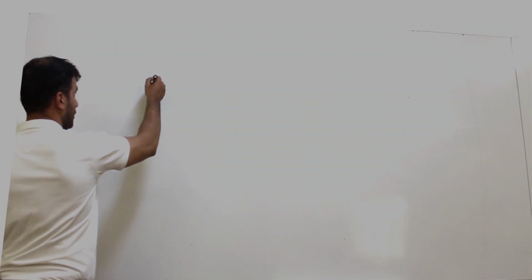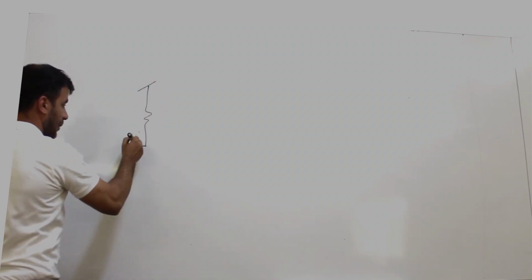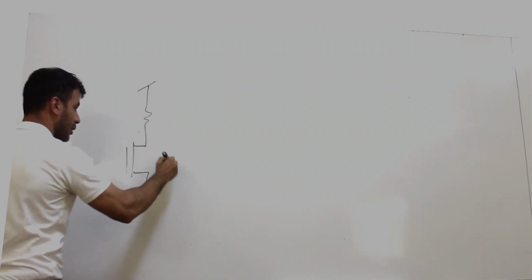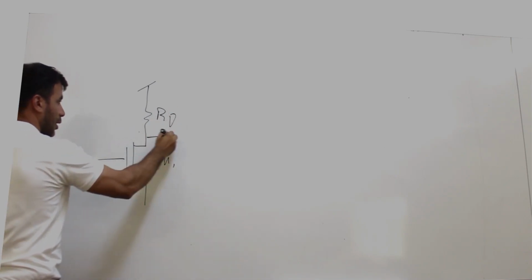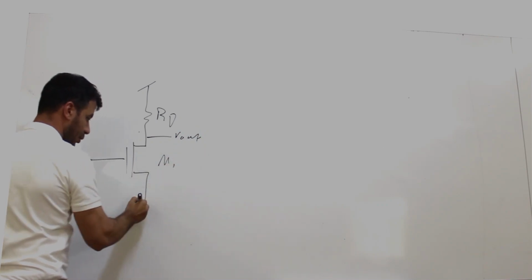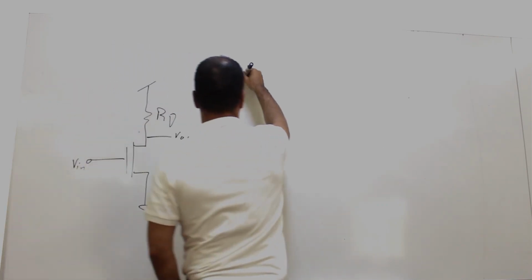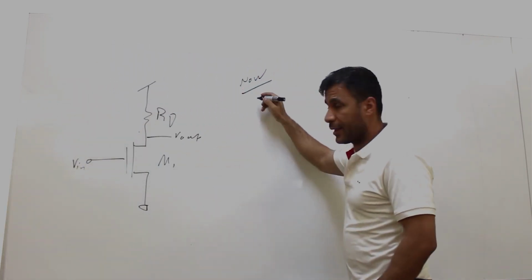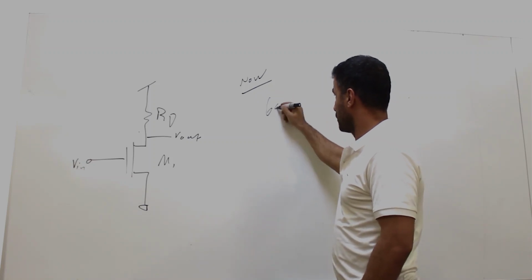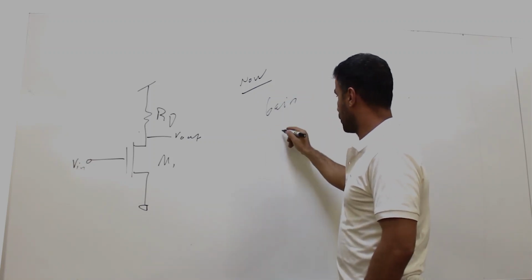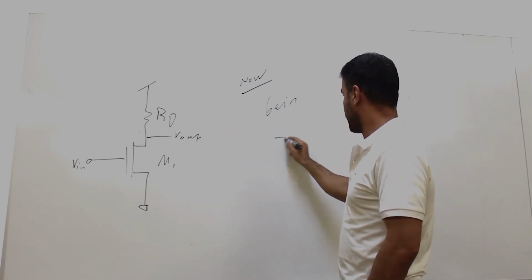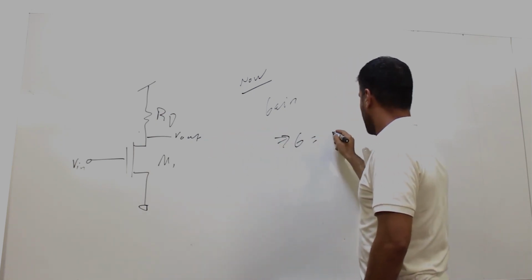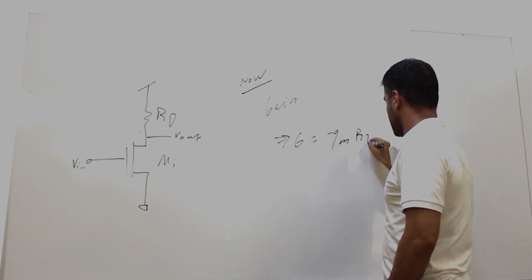If we take an example, a basic M1 with RT, with V input and V output. Okay, now if you want to find the gain, as you know, you can find it like gain equals minus GM with RT.